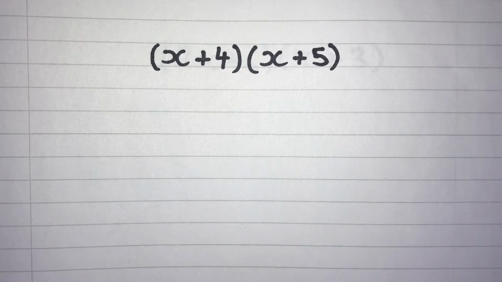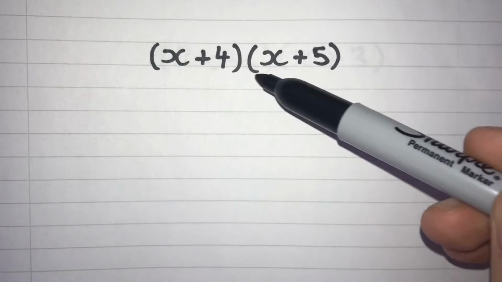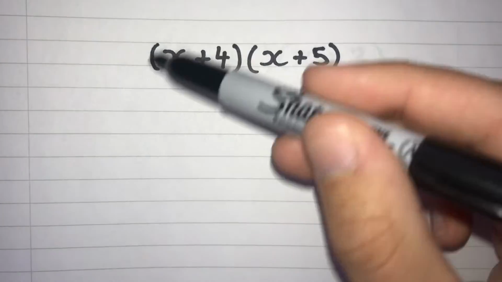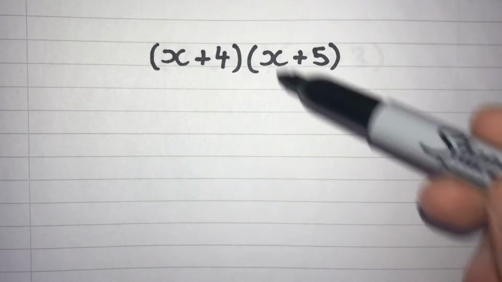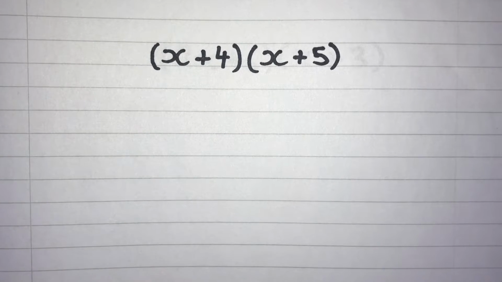So in this video we're looking at expanding double brackets. Expanding double brackets means we're multiplying, say for example, this first bracket by this second bracket. So we need to multiply everything that's in this bracket by everything that's in this bracket. To make sure that we don't miss anything out, we'll use the FOIL method.